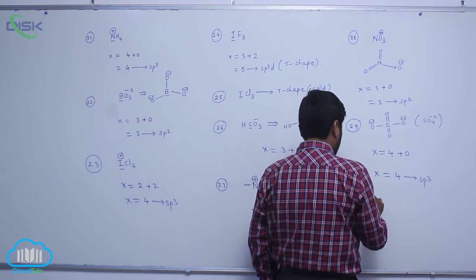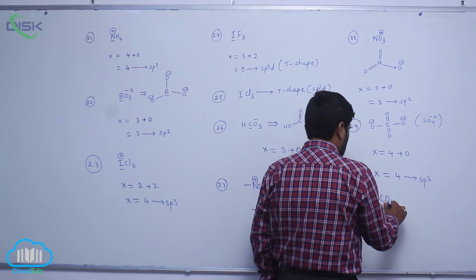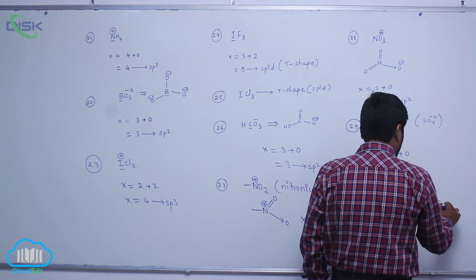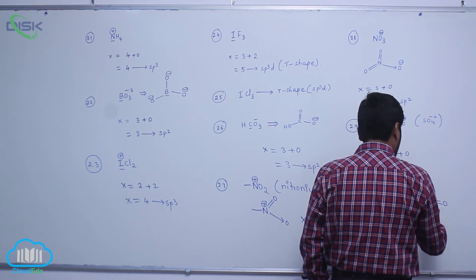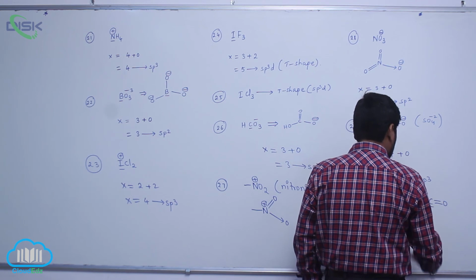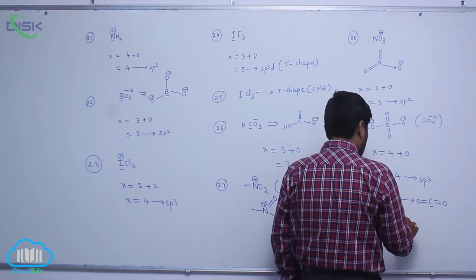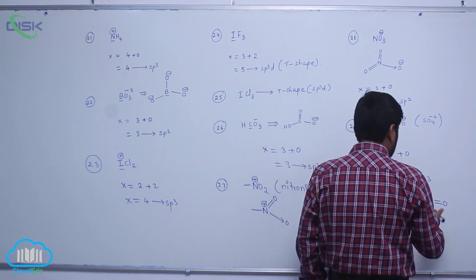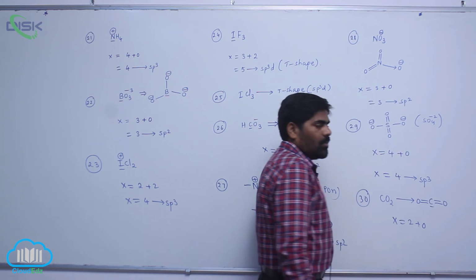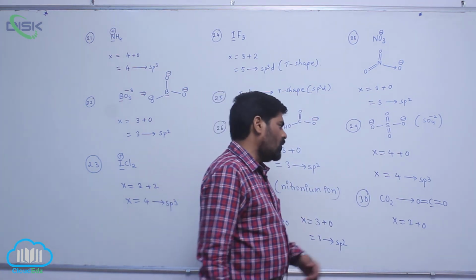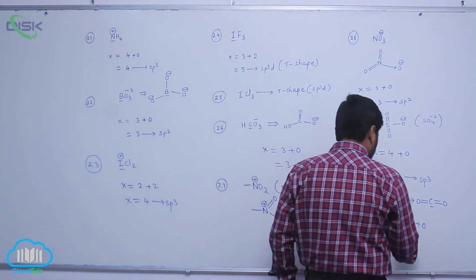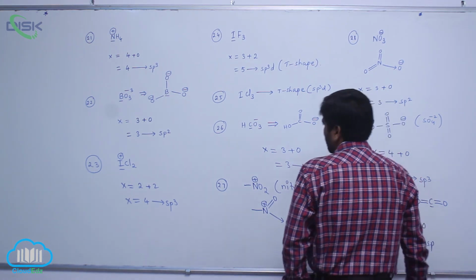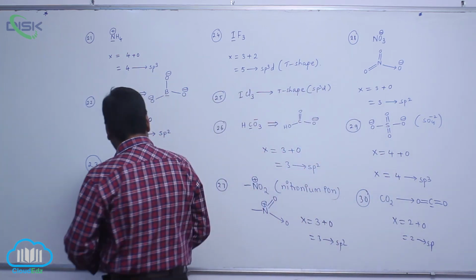Then 30, carbon dioxide. C double bond O is a linear molecule, central atom is carbon, x equals 2 sigma bonds, number of lone pairs 0, because carbon belongs to the fourth group in the periodic table, 4 bonds around 8, so it equals 2. sp hybridization.